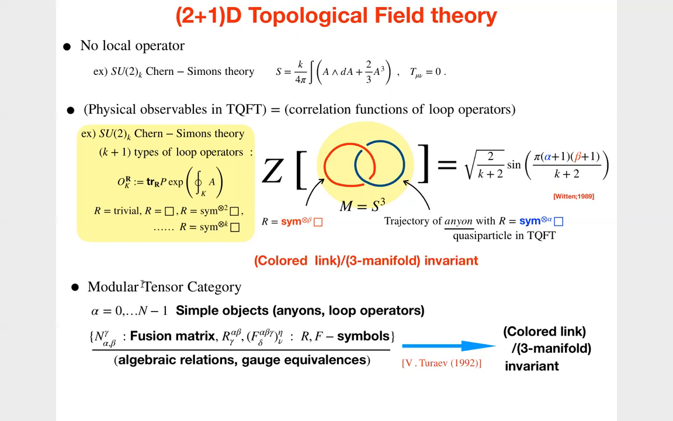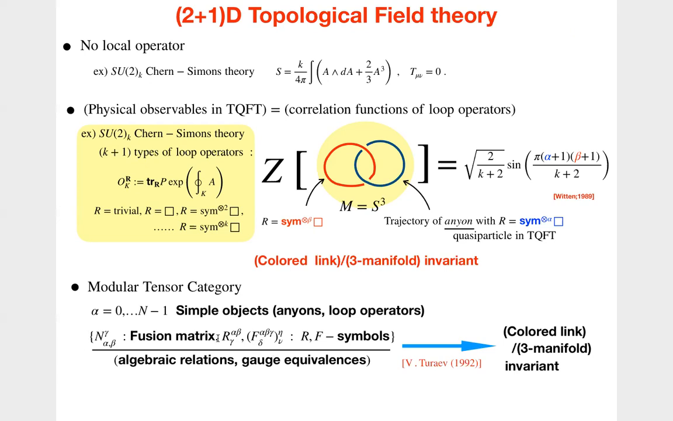So this modular tensor category is simply given by some symbols, with some matrices called the R and F symbols, subject to some algebraic relations and gauge equivalence. These are all finite-size tensors. So in some cases this is exactly resolvable, and there is an exactly known solution.